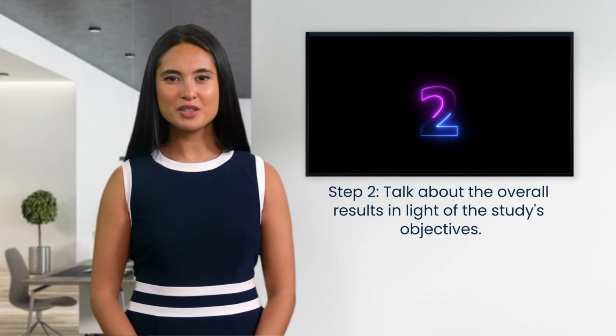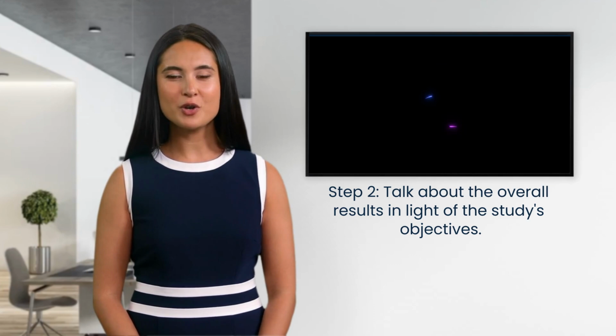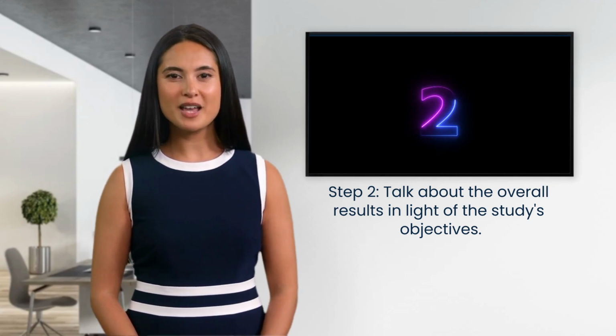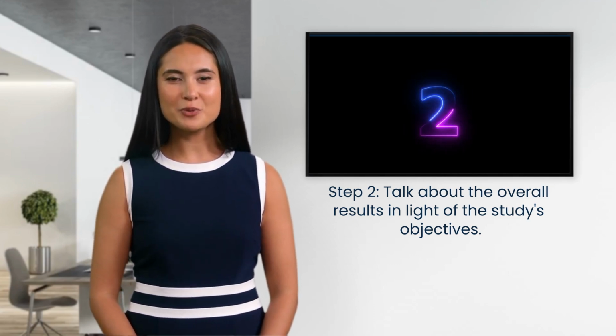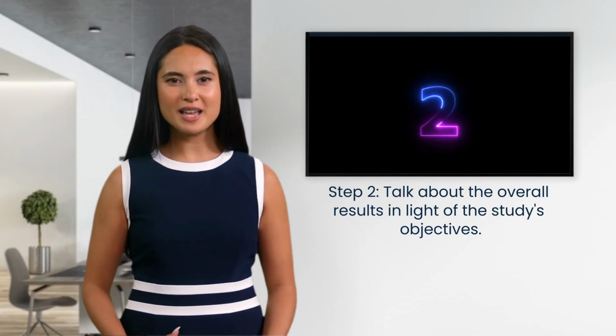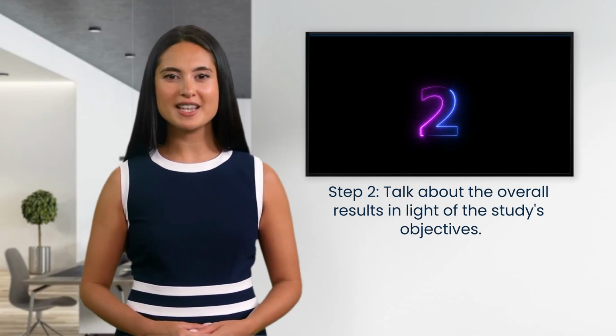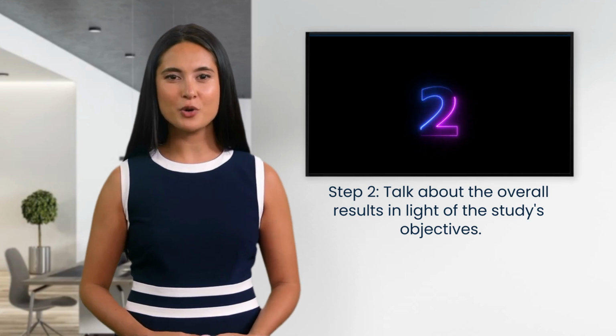Step 2. Talk about the overall results in light of the study's objectives. Discussing the study's overall findings in relation to the research questions and goals is the next stage in writing your conclusion chapter. Since you probably went over much of the same terrain in the analysis chapter, it's crucial to take a step back and concentrate on the more general findings and how they contribute to the goals of the study.